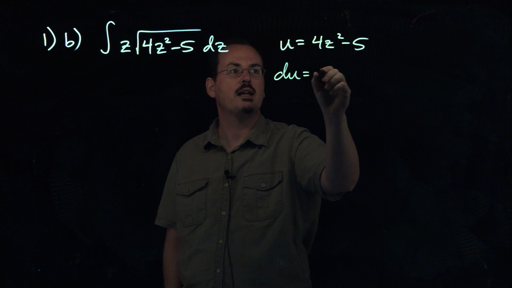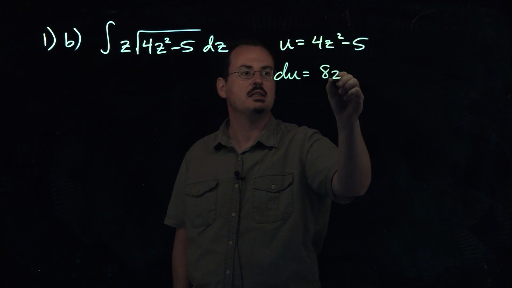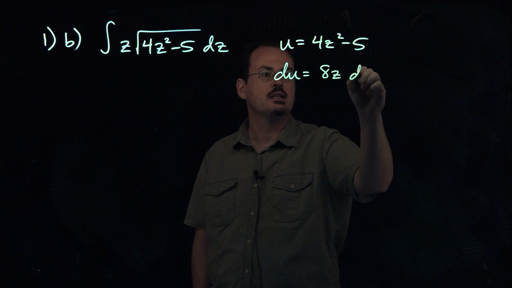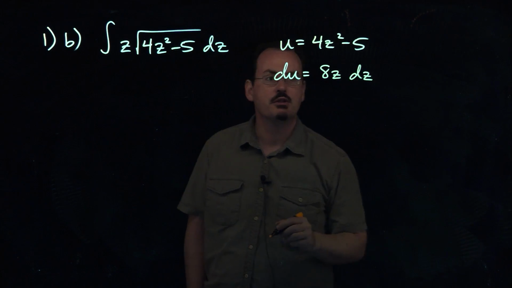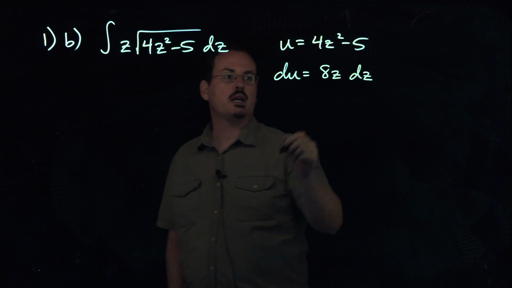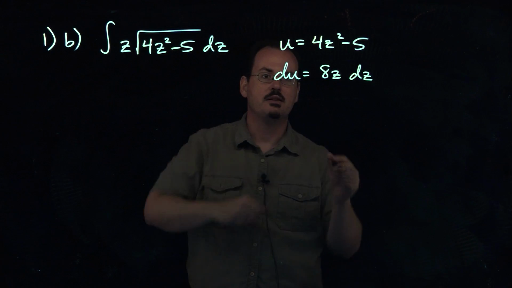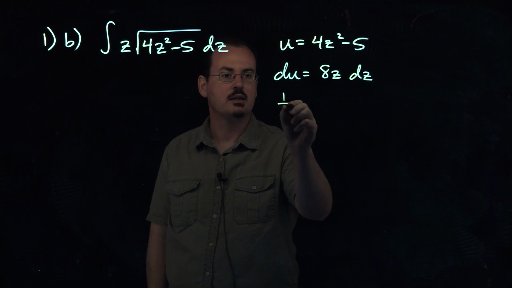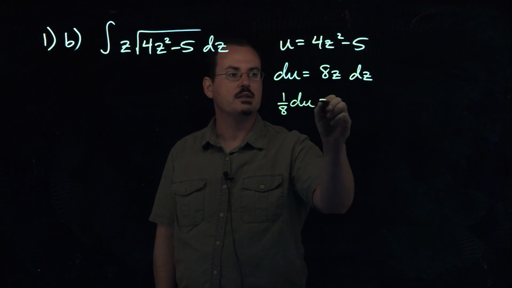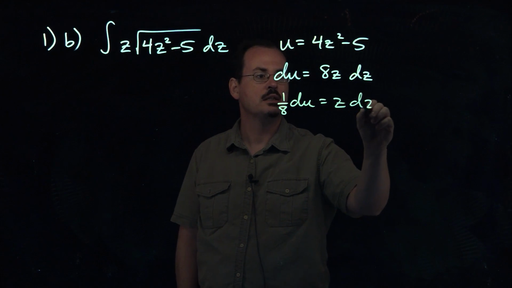Du, the derivative of that, is going to be 8z, and then dz. The derivative of the minus 5, of course, is 0. So I notice that I've got a z still and the dz, but I don't have an 8 there, so I'm going to go ahead and divide by 8. I get 1/8 du is equal to z dz.